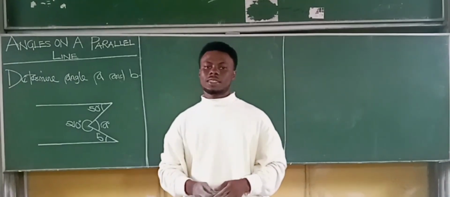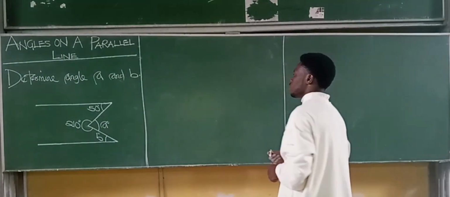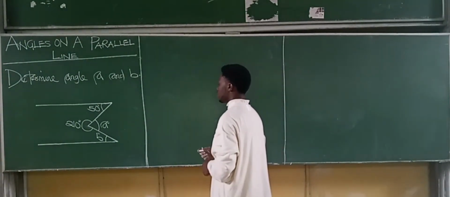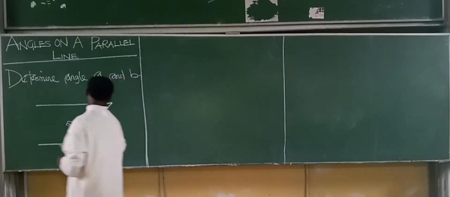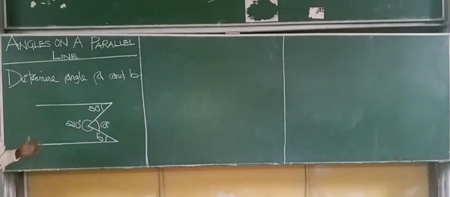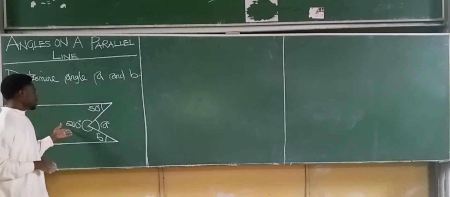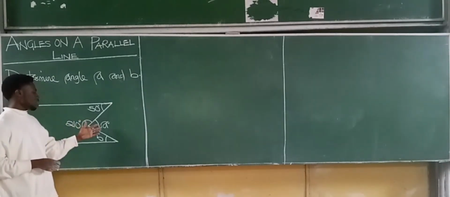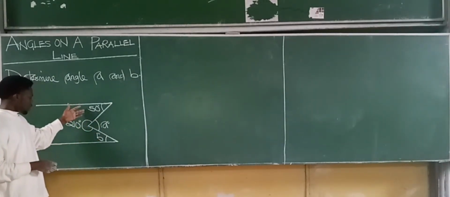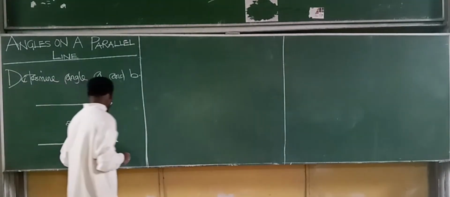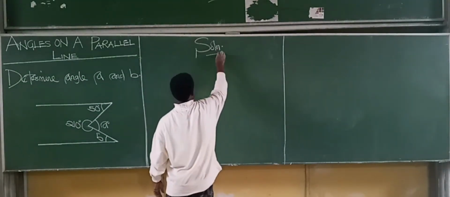Alright, let's consider this example on the board. Determine angle A and B on this diagram. So this is quite simple. On the diagram, we have one point at the center as 210 and the other point as angle A. While this part is 50, this part is B degrees.